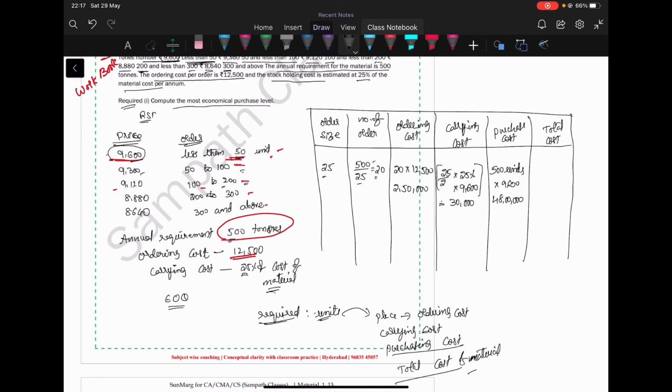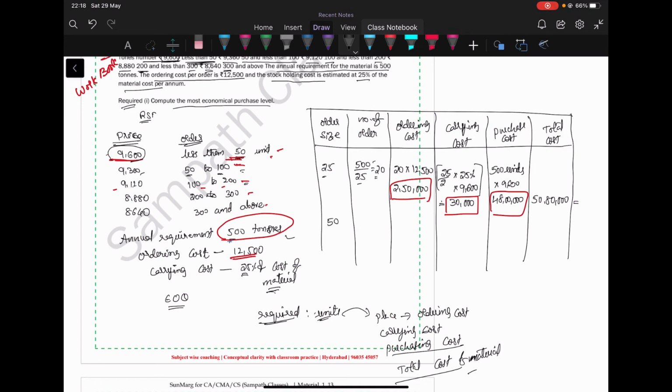Total cost, can I say this is the cost? 2,50,000 is the ordering cost I have incurred, 30,000 is the carrying cost, and the purchase cost is this much. All put together is my total cost. So 2,50,000 plus 30,000 plus 48 lakhs is 50 lakhs 80,000, the amount per annum I am incurring to purchase 500 units.